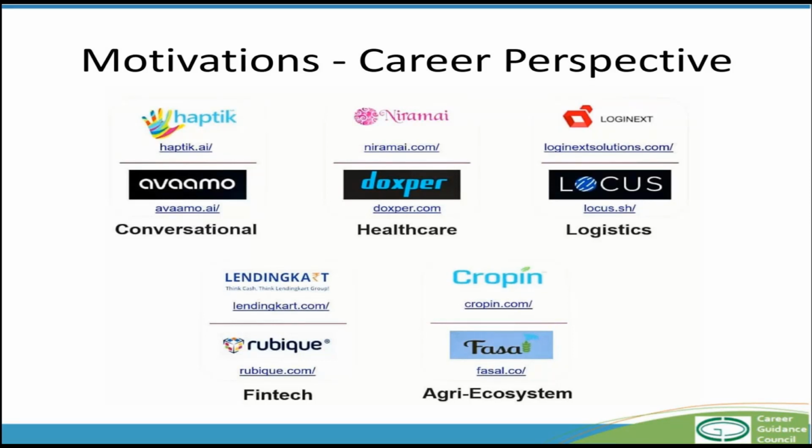Then in the healthcare domain, you have Niramai and Doxpert. Niramai, I think, is related to breast cancer, trying to come up with machine learning driven technologies for breast cancer diagnosis as well as better solutions. You have logistics companies like Loginext and Locus, in fintech you have RubyQ and Lending Card, and for the agri ecosystem you have Cropin and Fasa.